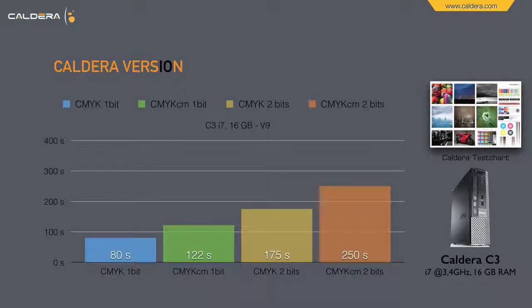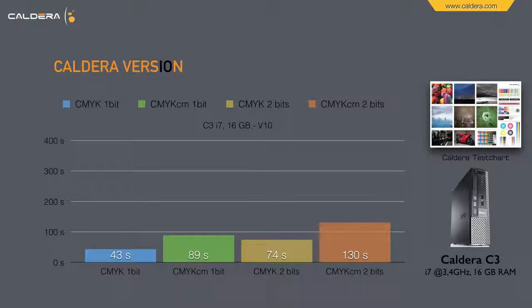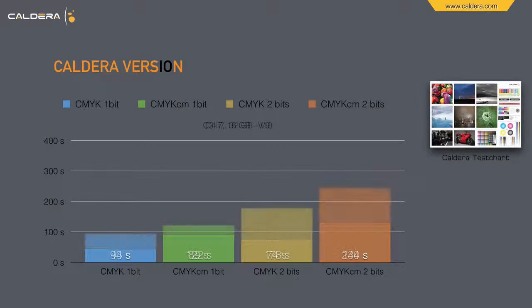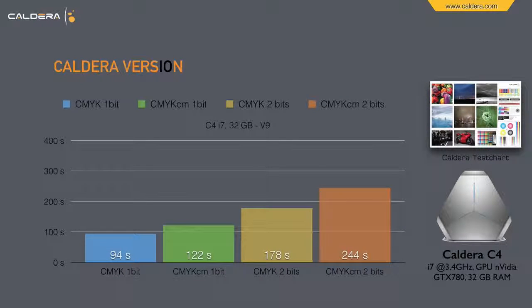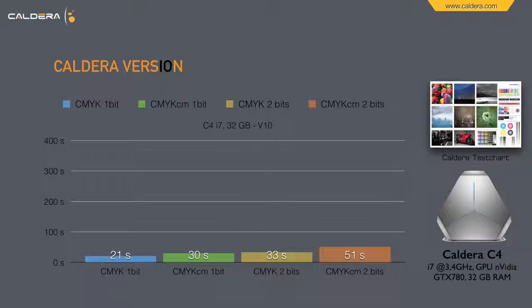Here the ripping times for the Caldera C3 PC, which is an i7 3.4 GHz with 16 GB RAM, ripping times in version 9. And version 10. And here the new flagship of Caldera, the C4 PC, which has a speed upgrade by Caldera and is ripping parallel on the processor and on the graphic card. And here you see the ripping times in version 9. And this is what you get with version 10.